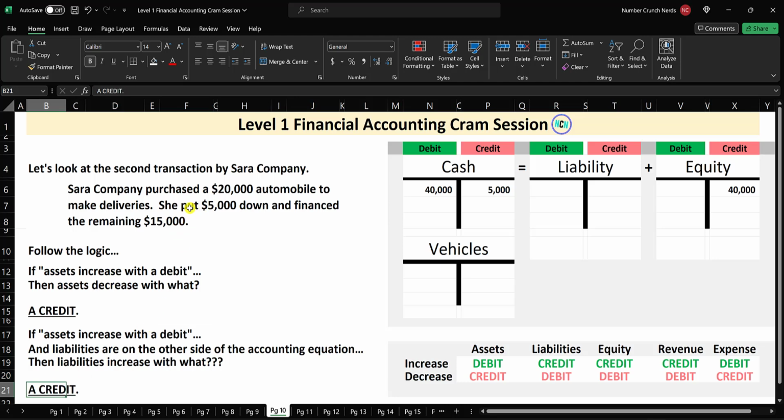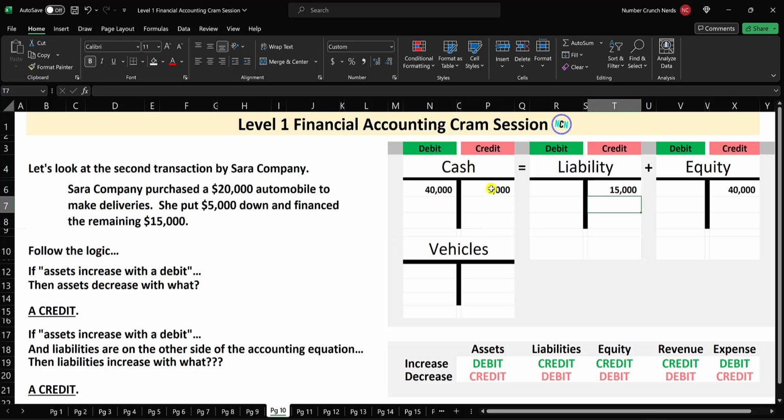Do we have a liability here? She put down $5,000 in cash and financed the remaining $15,000. What does financed mean? It means she borrowed money. It could say she took out a note. She took out a mortgage in the case of a house. Anything that indicates that she borrowed money. Financed means she borrowed money. So liabilities goes up by $15,000.